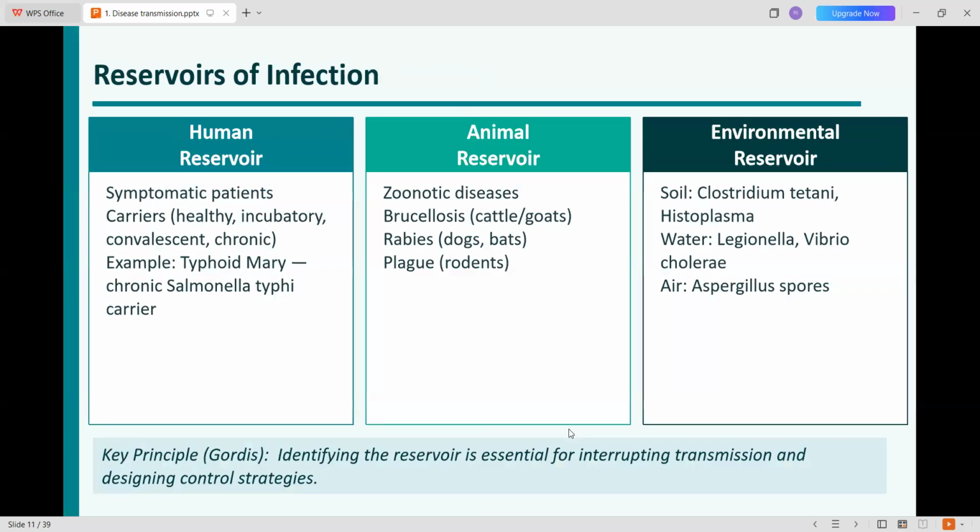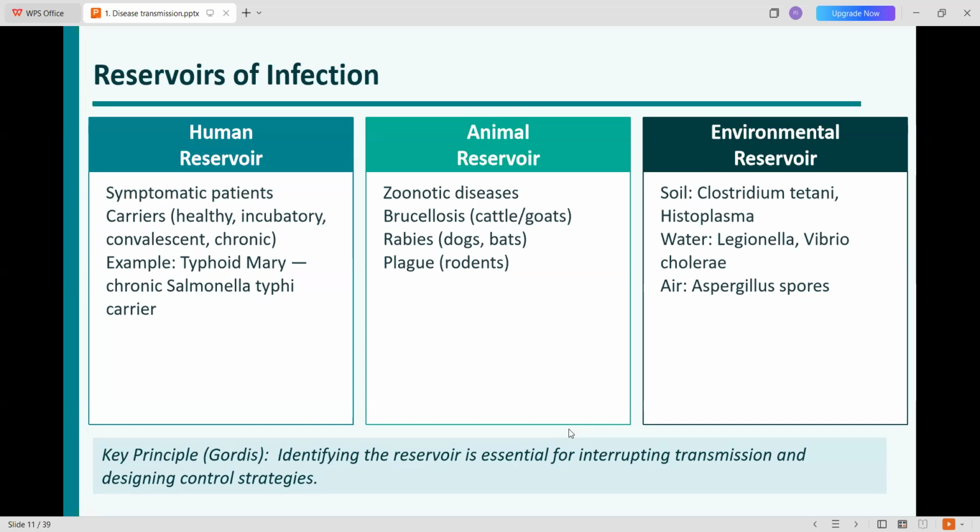Next are the reservoirs of infection: human reservoir, animal reservoir, and environmental reservoir. Human reservoirs: symptomatic patients and carriers, healthy, incubatory, convalescent, and chronic. For example, Typhoid Mary, a chronic Salmonella typhi carrier. Animal reservoir includes zoonotic diseases like brucellosis. Animal reservoirs are cattle and goats. Rabies reservoirs are dogs and bats.